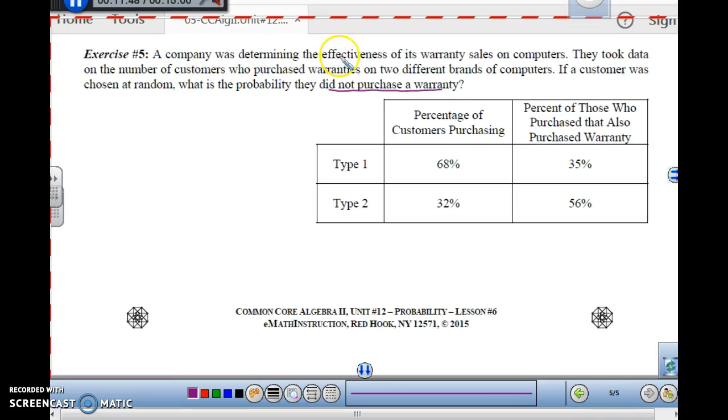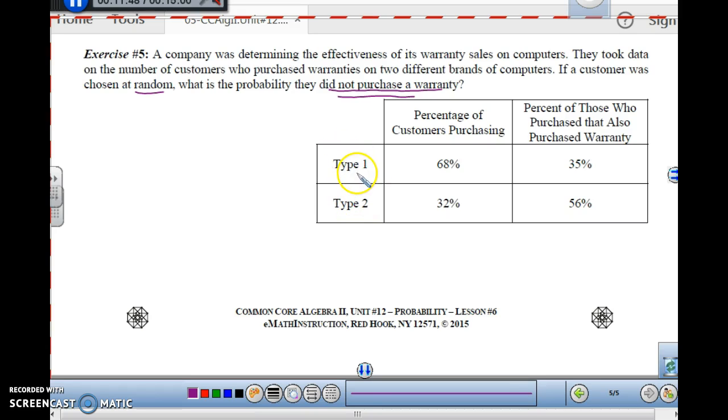A company was determining the effectiveness of its warranty sales on computers. They took data on the number of customers who purchased warranties on 2 different brands of computers. If a customer was chosen at random, what is the probability they did not purchase a warranty? Okay, so we need to figure out the probability they did not purchase a warranty. So let's look at our columns here.